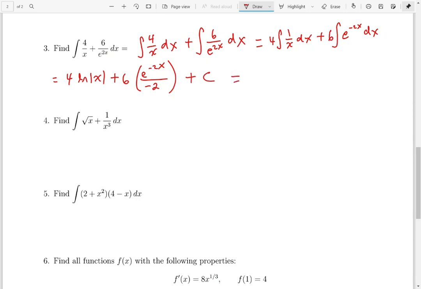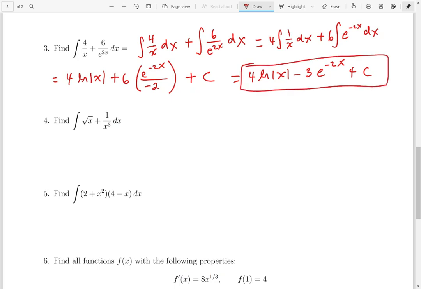I am going to clean this up a little bit. This is then 4 times the natural log of the absolute value of x plus 6 divided by negative 2 is negative 3 e to the negative 2x. Don't forget plus that constant c. So this is the indefinite integral, or all of the antiderivatives.